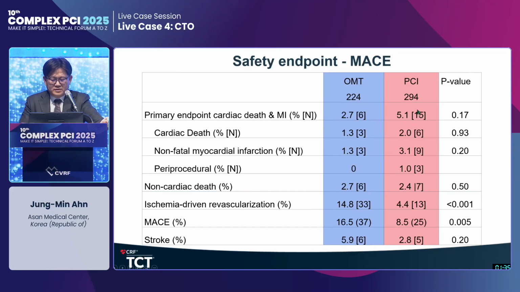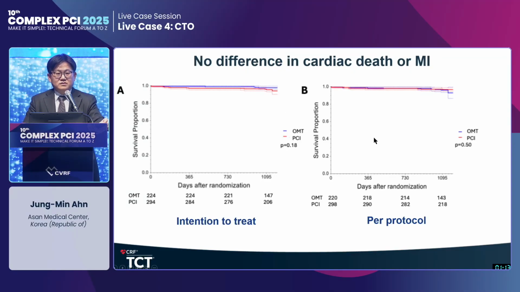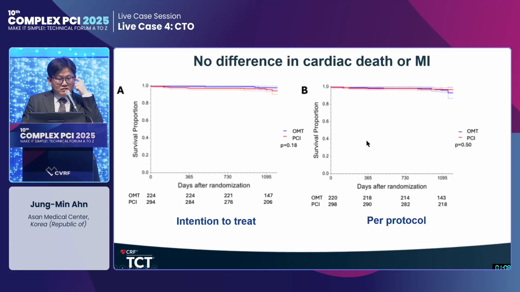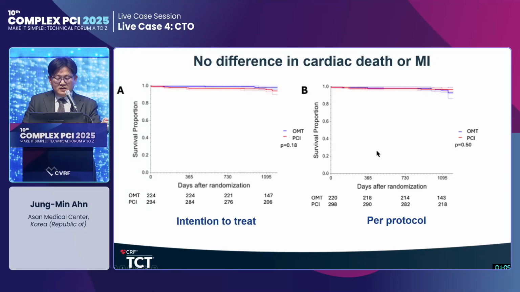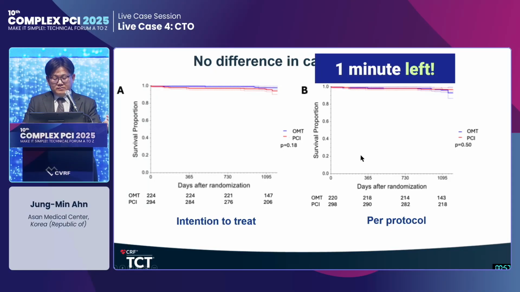Cardiac death, non-fatal MI, and procedural non-cardiac death were numerically higher in the PCI group. Ischemia-driven revascularization was higher in the OMT group, and MACE was higher in OMT because of revascularization. Stroke was also higher in OMT. So up to 3 years, cardiac death and MI showed no difference between the two groups. So this combined analysis from the Euro CTO and Decision CTO randomized trials successfully demonstrated the benefit of symptom improvement after CTO intervention without compromising PCI safety.